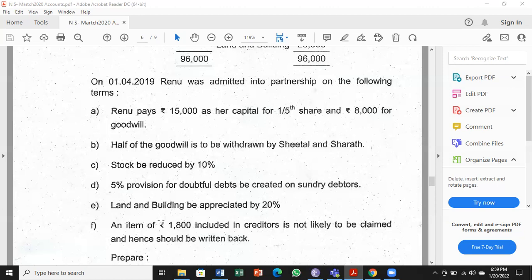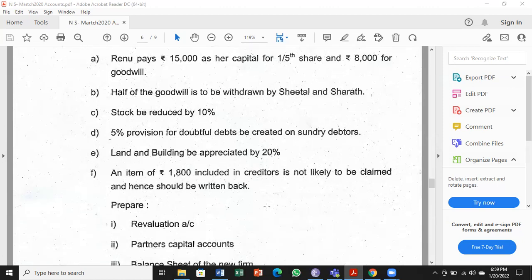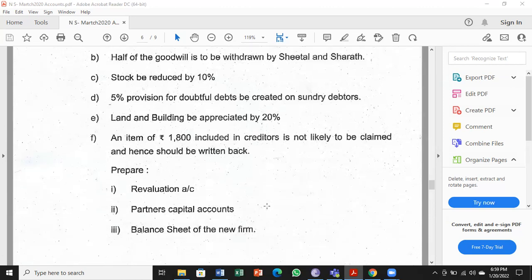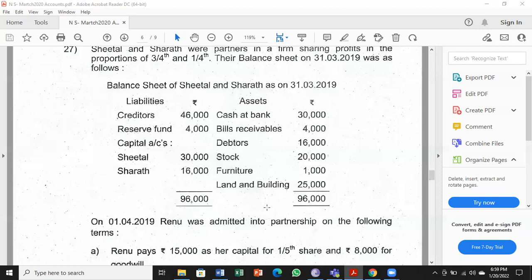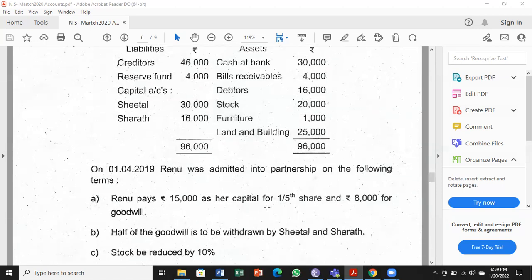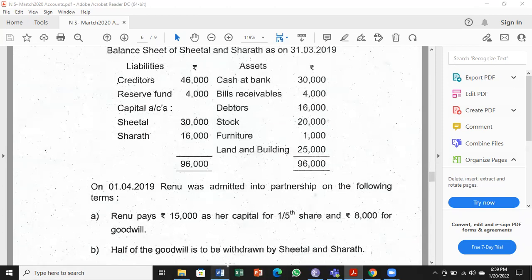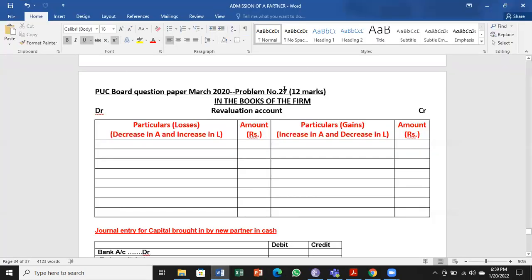Instead of written off, they use the word written back. It's the same thing. Written back and written off is the same thing. So 1,800 to be reduced from creditors in the balance sheet. Prepare revaluation account, partners capital accounts, and balance sheet of the new firm. This is the problem. As I told, usually this goodwill treatment is the one which comes for the examination. So you have to be ready for that only.